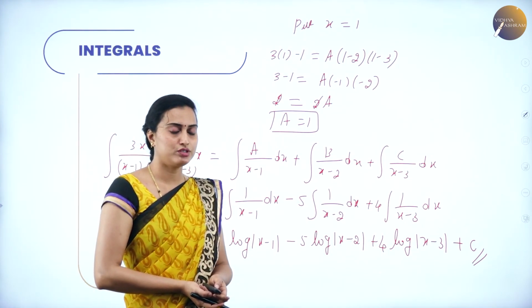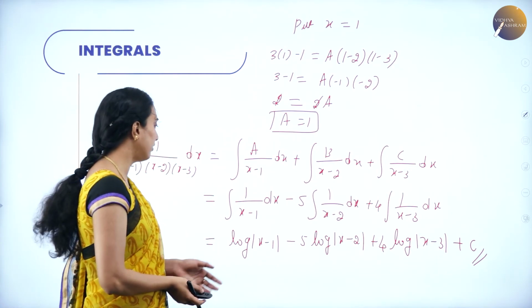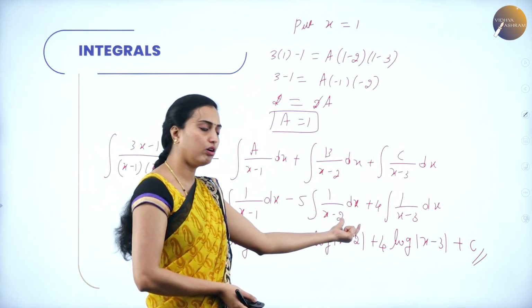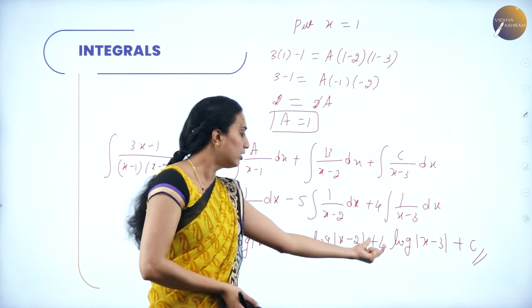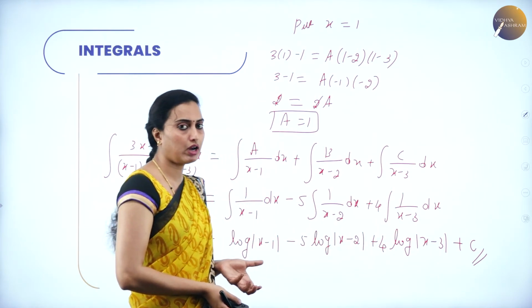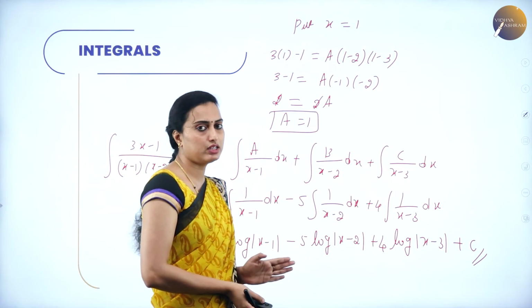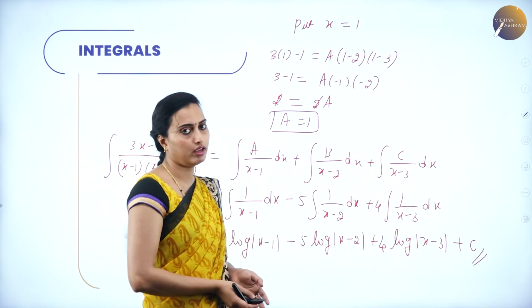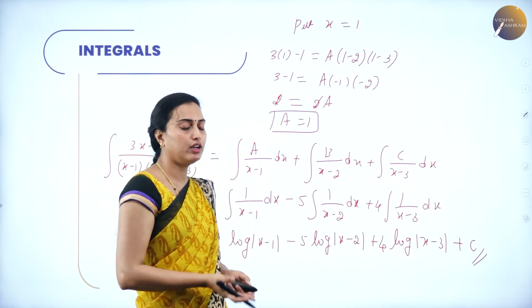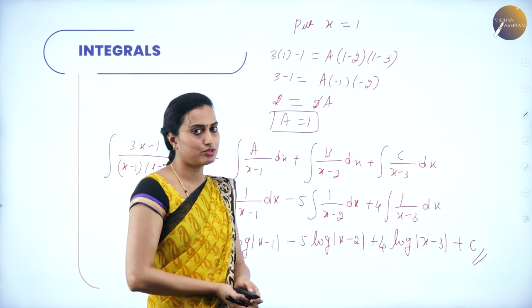I hope you understood this one. If you want, since the minus symbol is there, you can take log of x minus 2 to the power of 5, and here log of x minus 3 to the power of 4. You can use log m minus log n, and here log m into log n. So that is your final answer.